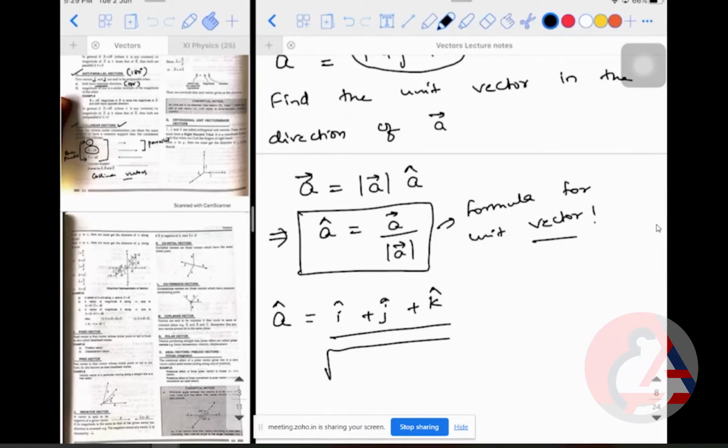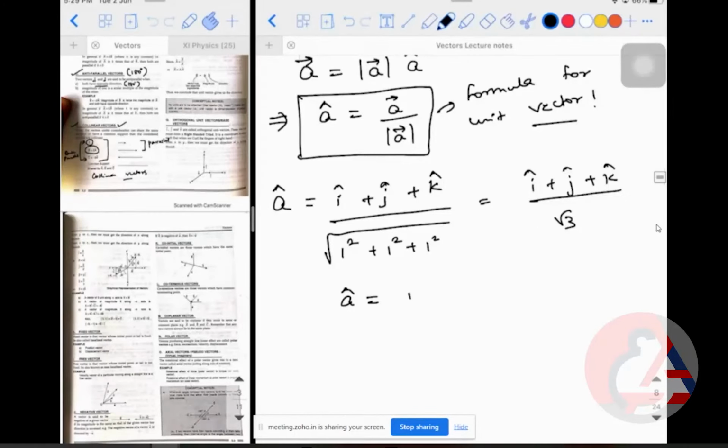Root of 1 square plus 1 square plus 1 square, it will be root 3. So i cap plus j cap plus k cap, the whole divided by root 3. So this is going to be the required unit vector. So a cap will be equal to i cap plus j cap plus k cap, the whole divided by root 3.